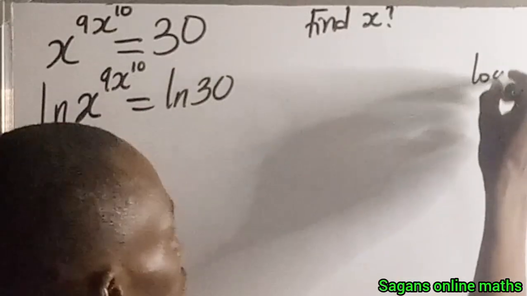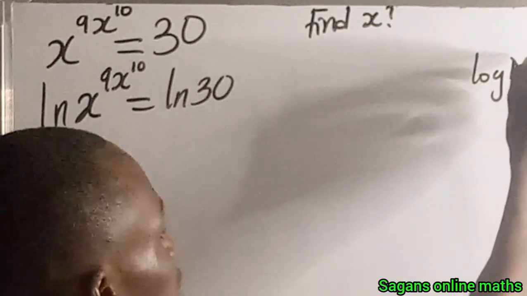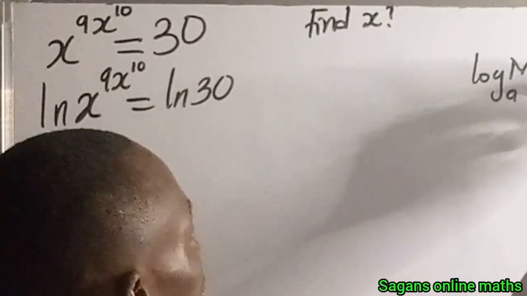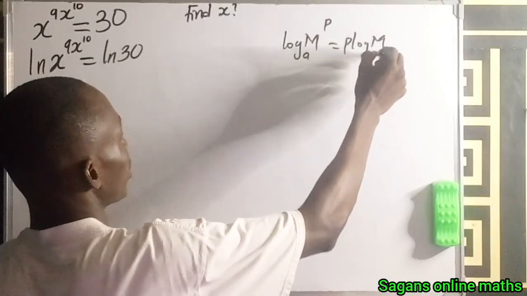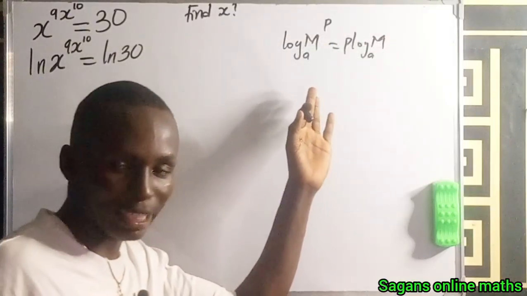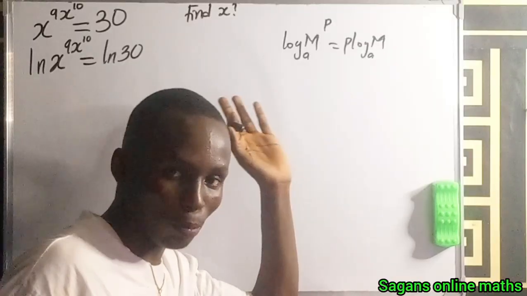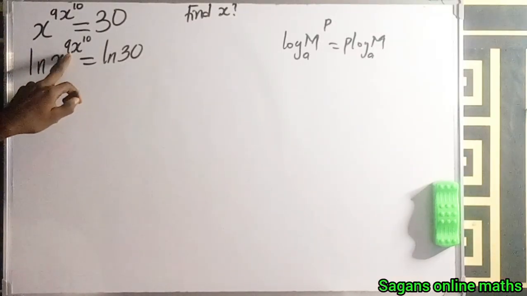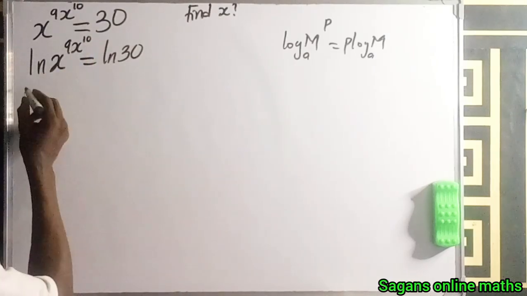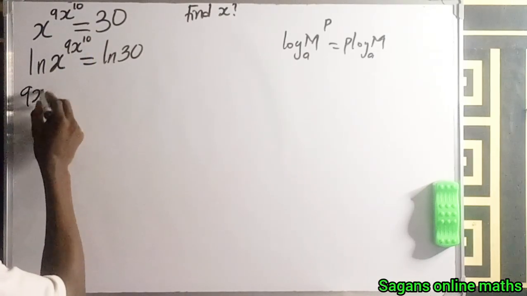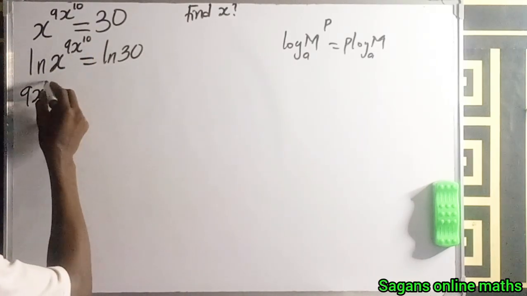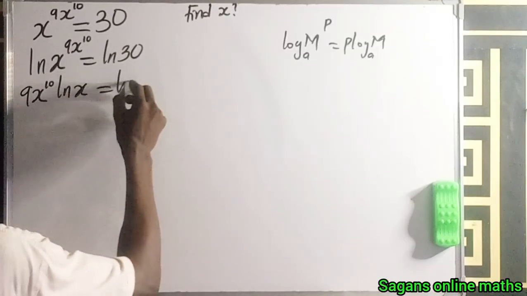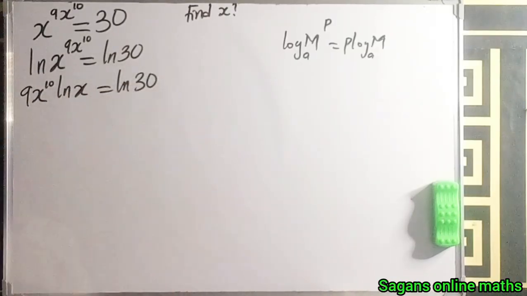Now let's remember these properties of logarithm. Log m to the power of p base a is equal to p multiplied by log m base a. This is one of the properties of logarithm, and it's going to help us here. By applying it here, this is the exponent, right? Having 9 x to the power of 10, it can become 9 x to the power of 10 ln multiplied by ln x is equal to ln 30, right?